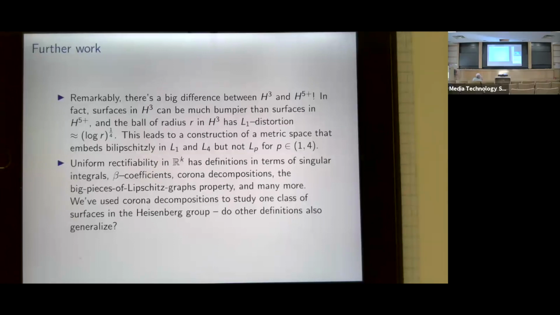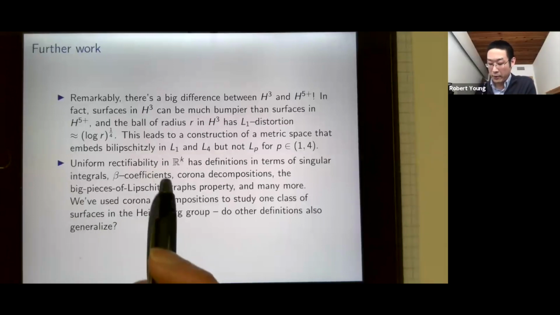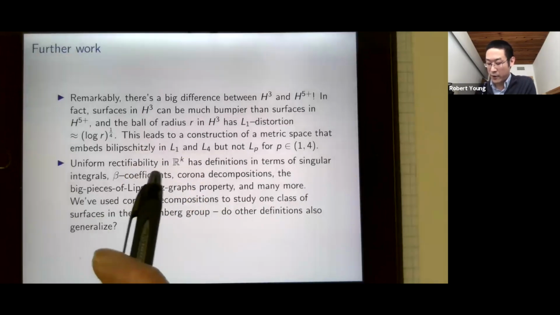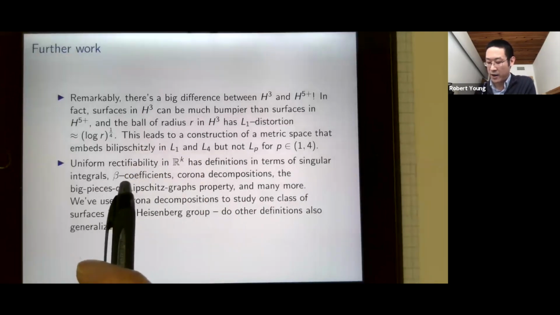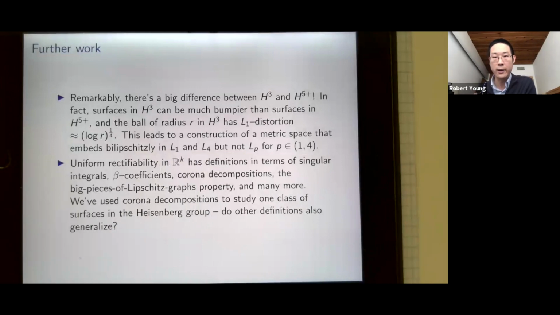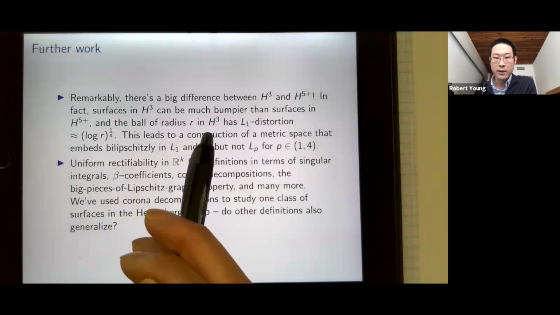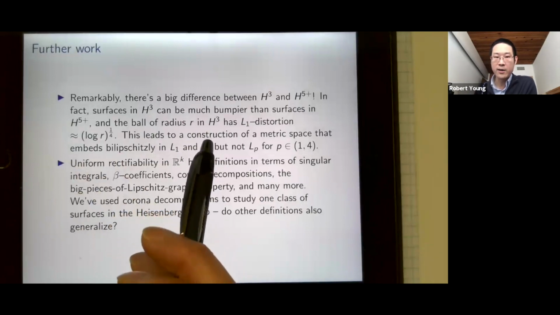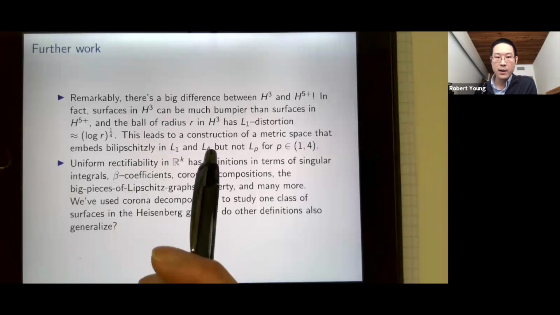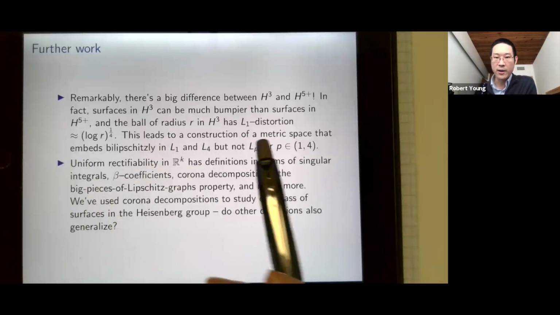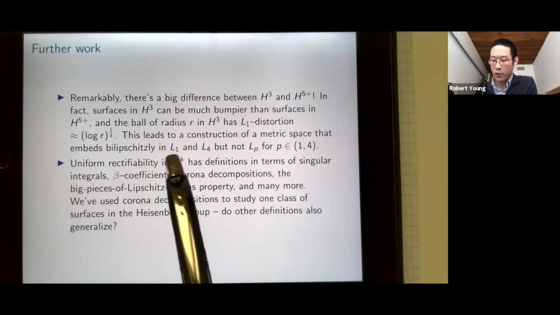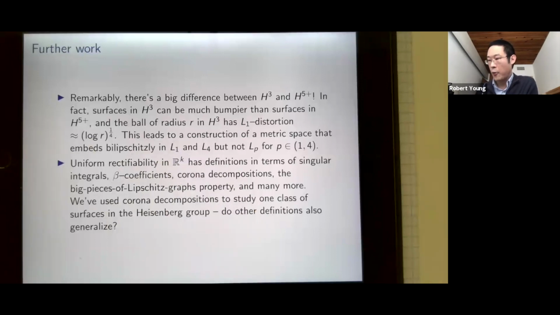So the problem is not in the decomposition into Lipschitz graphs, but in the estimate that you were showing on Lipschitz graphs. Like in R^n, a lot of uniform rectifiability definitions are really L2 inequalities. But this construction of a metric space that embeds Lipschitzly into L1 and L4, but not Lp, corresponds to constructing a surface that satisfies an L4 inequality on how bumpy it is.